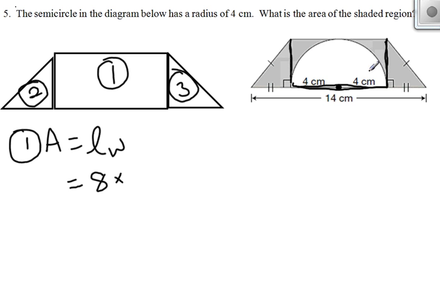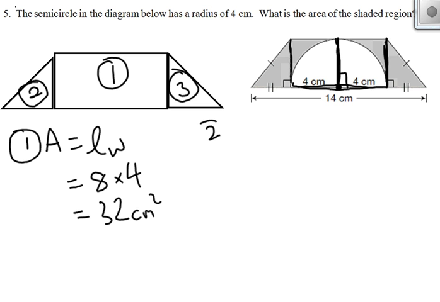Well, look at that circle. That semicircle has a radius of 4. So no matter where I draw a radius line, for example, this one, I'm going to have a radius of 4 centimeters. And if I draw that radius line here, you should see that that's also going to be the same thing as the width of my rectangle. So my rectangle is 8 times 4, so the area is 32 centimeters squared.